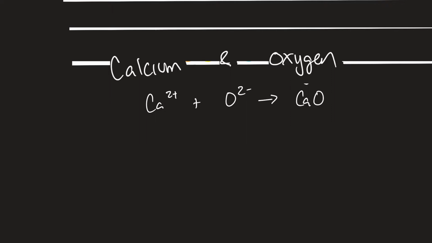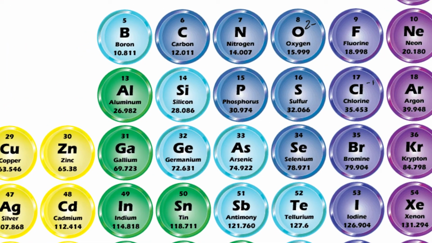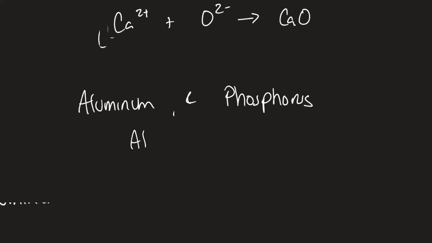One more example with this 1-to-1 stuff. Let's say we have aluminum and phosphorus. Aluminum, as you see here, is a 3+ charge. Phosphorus, which is right here, is a 3- charge. So when we write this, aluminum 3+ with phosphorus 3-, because they're both 3s, one positive and the other negative, it's a 1-to-1 ratio.